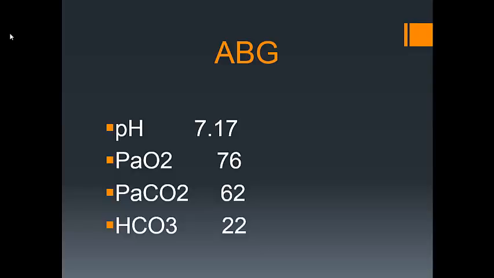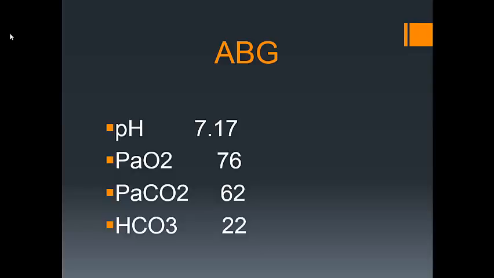Our pH is 7.17. We know that this is low. This is an acidotic pH. Our CO2 is 62. This is high. This is an acidotic CO2 level. Our bicarb, HCO3, is 22. This is still a normal value. So since the CO2 matches the pH in acidosis, this is a respiratory acidosis.